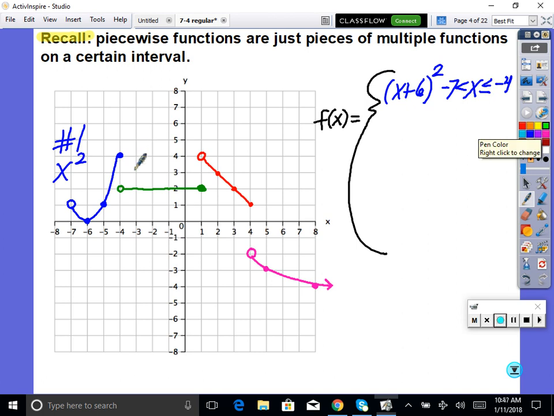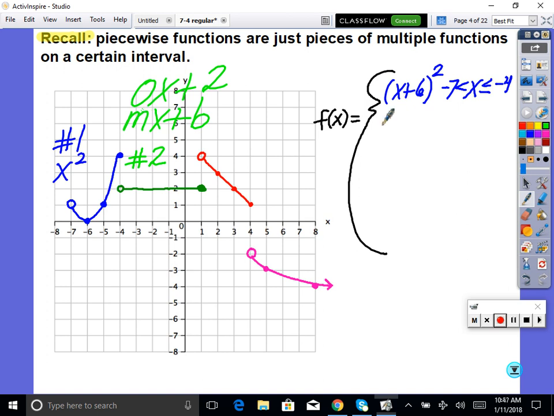Let's go on to function number 2. Isn't this a line? Lines have the form mx plus b. Where's it crossing, the plus b, at? Plus 2. The y-intercept is 2. What's my slope? So we have 0x plus 2. Wouldn't it be prettier to just write that as 2?